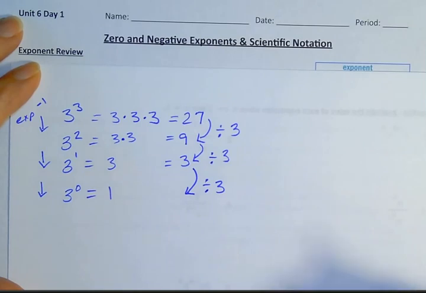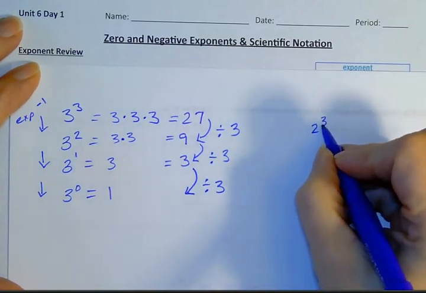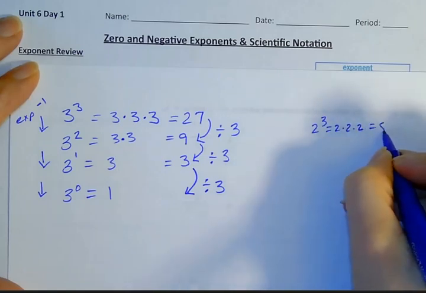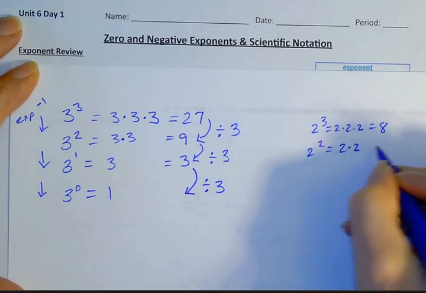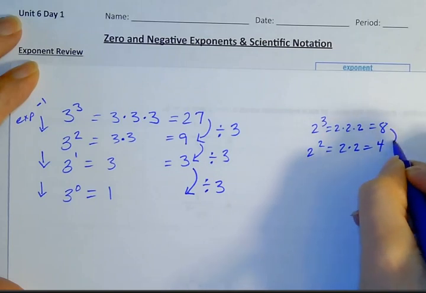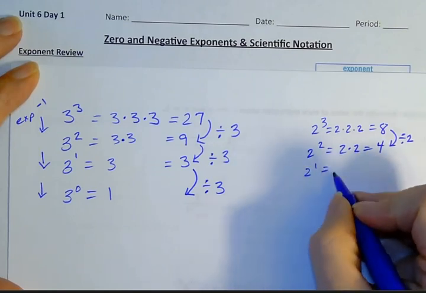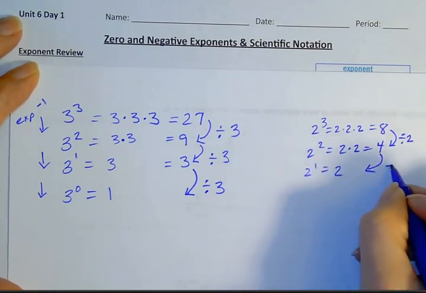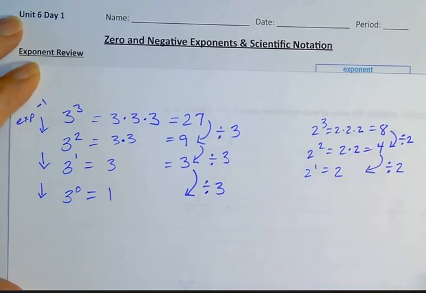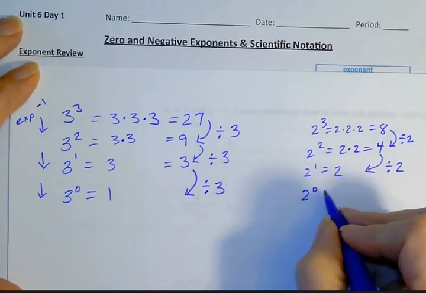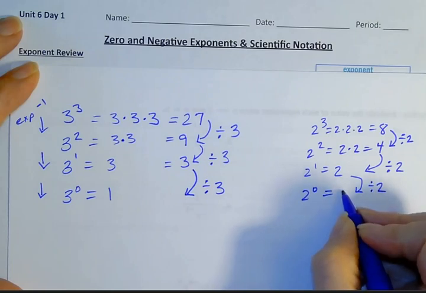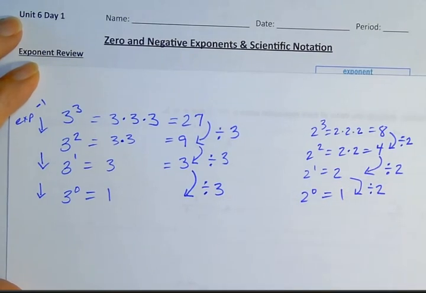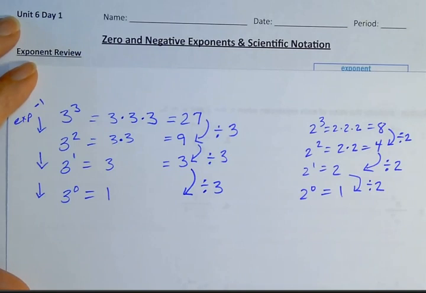So this works with every single number, right? If I were to come over here and say 2 to the third, that's 2 times 2 times 2, that's 8. 2 squared, I've just decreased by 1, so I only have 2 times 2 this time. That is going to equal 4, which happens to be 8 divided by 2, my base. 2 to the 1 is just hanging out there as 2, so I divided 4 by 2. Again, I divided my result previously by the base. 2 to the 0. I'm going to say 2 divided by 2. 2 divided by 2 is just 1. Okay, so no matter what your base is, any base to the power of 0 equals 1.